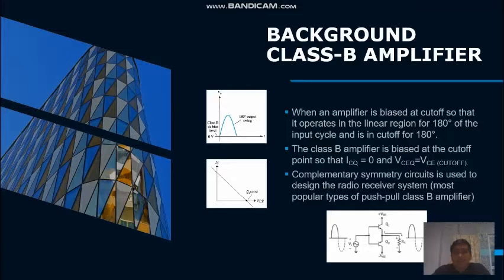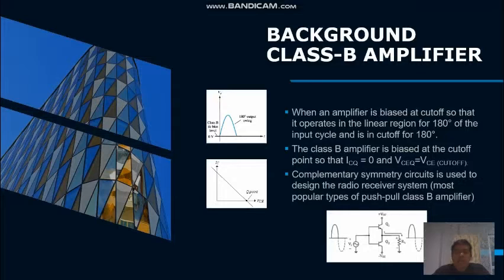A class B amplifier is an amplifier biased at cutoff so that it operates in the linear region for 180 degrees of the input cycle and is in cutoff for the other 180 degrees. The first figure on the left shows that the output signal is only a half cycle.